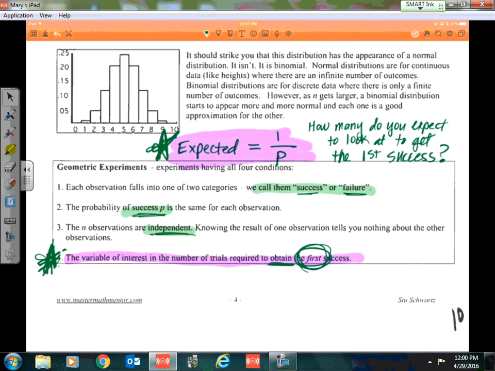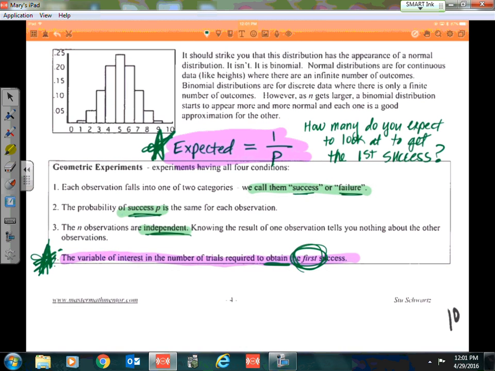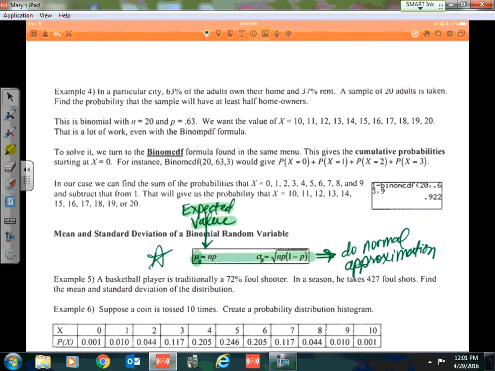Binomial can have those successes sprinkled anywhere amongst that set of items. So this is different because you go until you get a first success. Otherwise, the conditions are the same. They are independent of each other. The probability of success is the same for everything. If you got a green light on Monday, that's not going to change the probability of you getting a green light on Tuesday. All right?